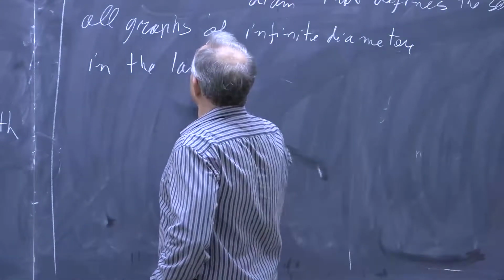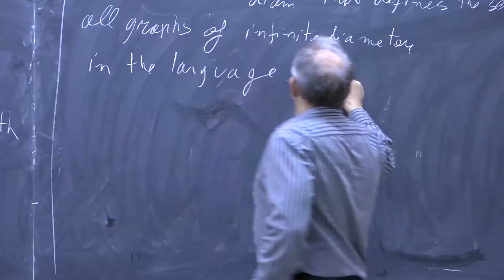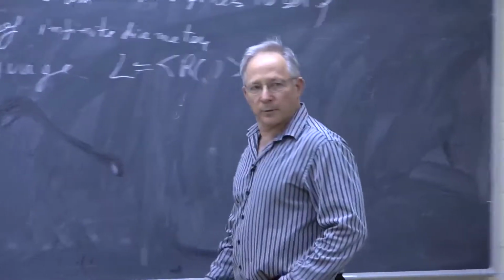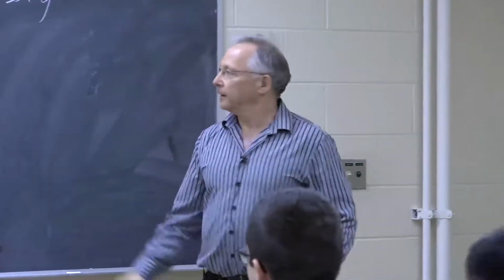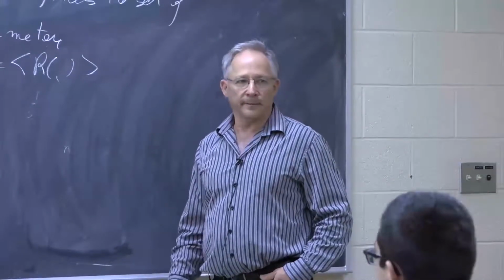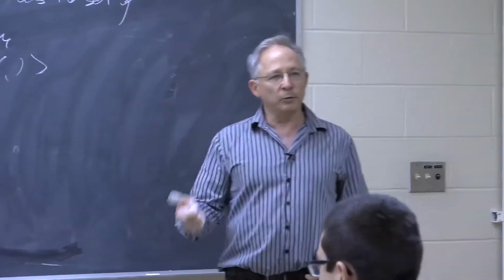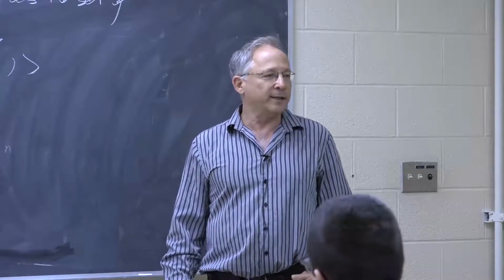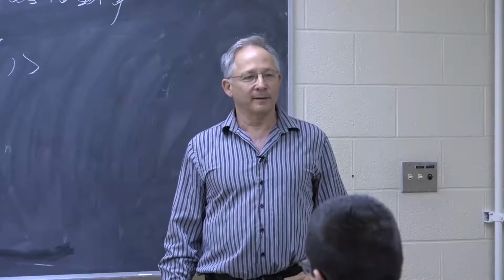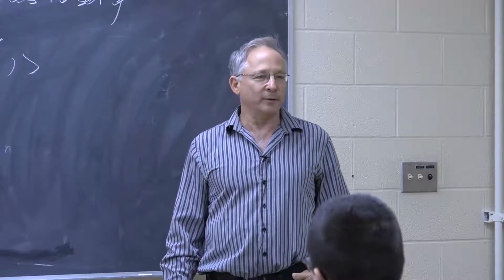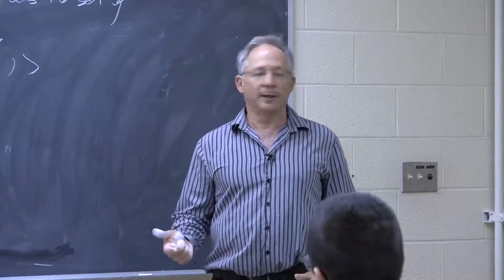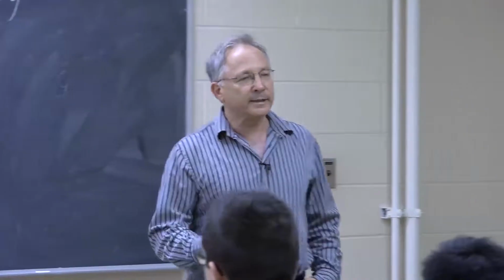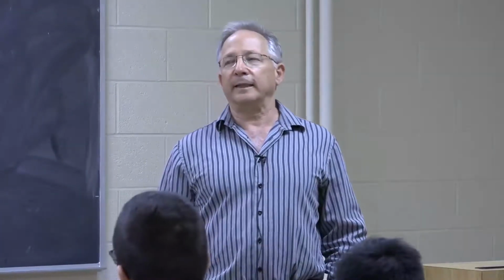In the language L that consists just of a two-place relation. That's what you have to work with. This is the edge relation. So we have a two-place relation standing for edges. This is our language. So I cannot say the graph is not connected because I don't have the word connected in my language. In my language, I only have this and first-order logic. So how will I still say that a graph has infinite diameter?